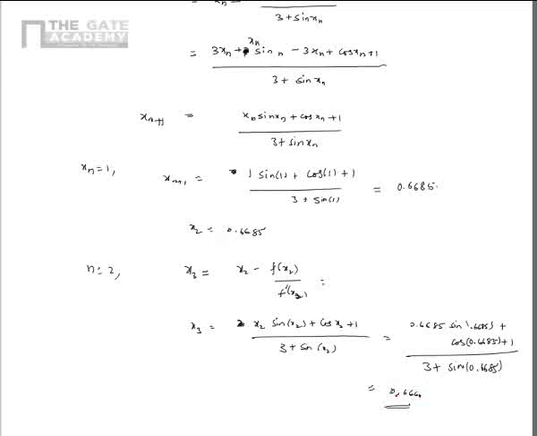Similarly, you can build till the desired accuracy. It has not been asked, so you can just stop at this point as well. But you can proceed further. Here, already till 2 decimal places we got the desired accuracy.